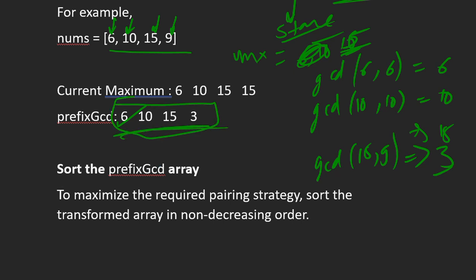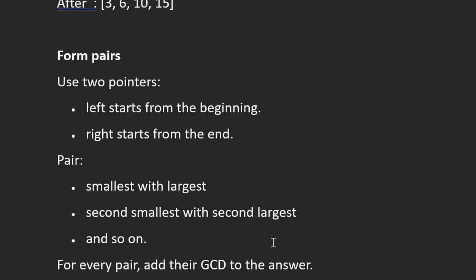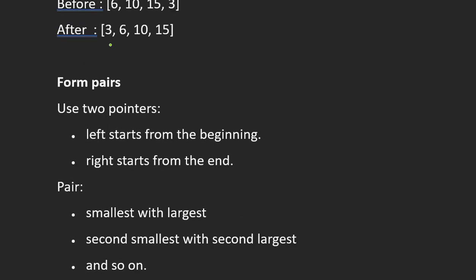Now the next thing given in the question is that we have to sort this. After sorting, it becomes 3, 6, 10 and 15. After sorting, we need to form the pairs. For that, we will use the two pointer approach, that is, a low pointer and a high pointer. We form pairs until the low pointer is less than the high pointer, not equal, because we do not have to consider a single element.